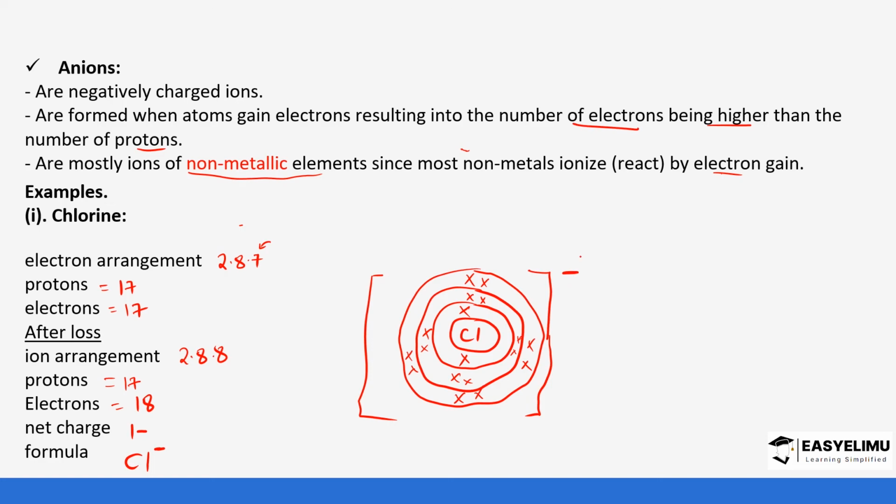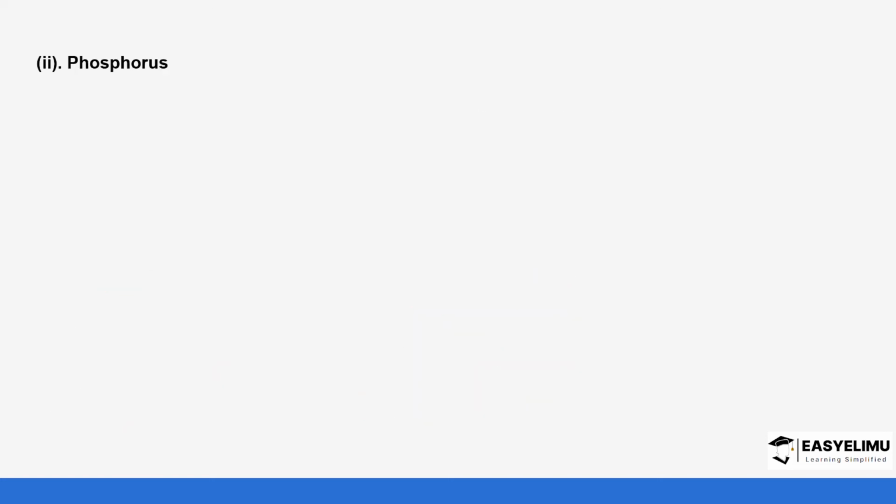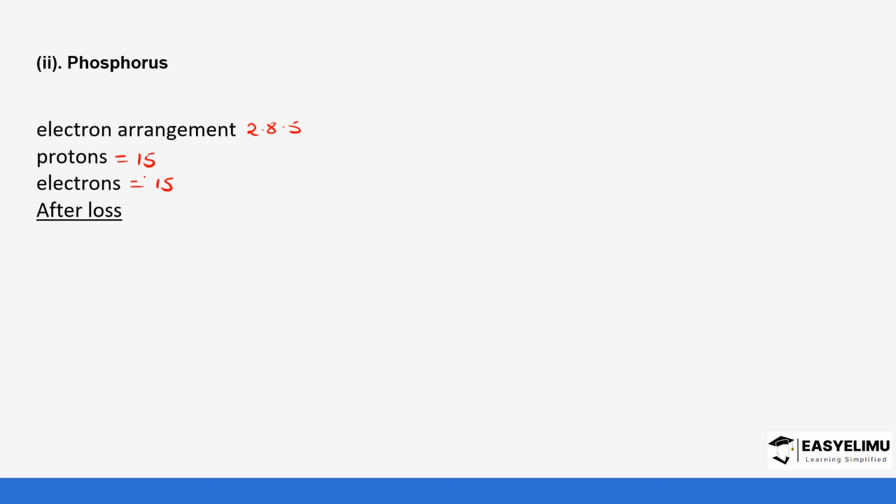Let's look at another example, phosphorus. So phosphorus is atomic number 15. So the configuration will be 2.8.5. And the number of protons is going to be 15 when it's neutral. The number of electrons is also 15. So when you look at the electronic configuration, what we get is 2.8.5.